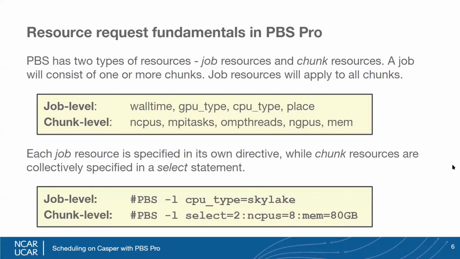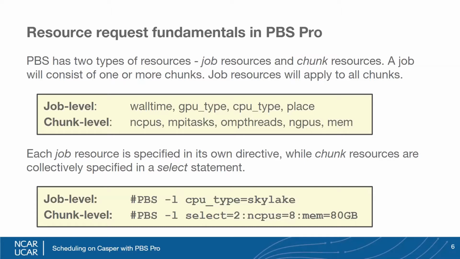So the resource request fundamentals in PBS Pro are a bit different than they were in Slurm. In Slurm, we had the G-res, which is how you would ask for a V100 GPU and how you would reserve one. And then you had feature constraints as well. You could specify a Skylake constraint or a GP100 constraint or an X11 constraint.